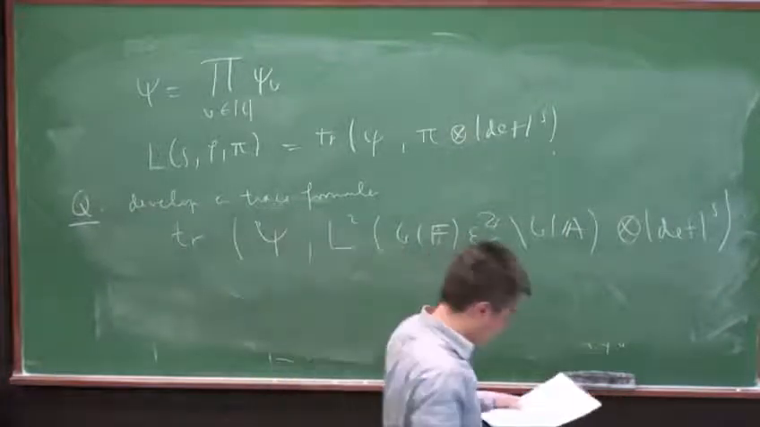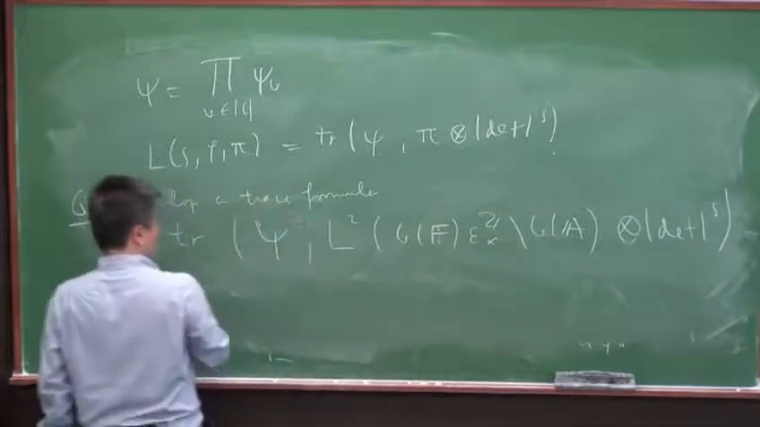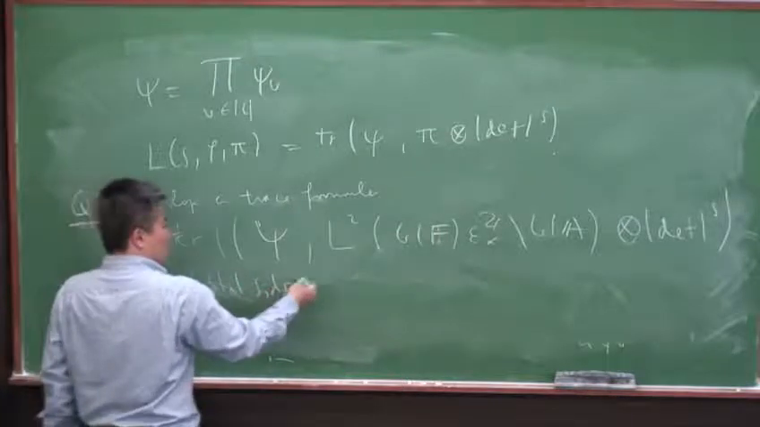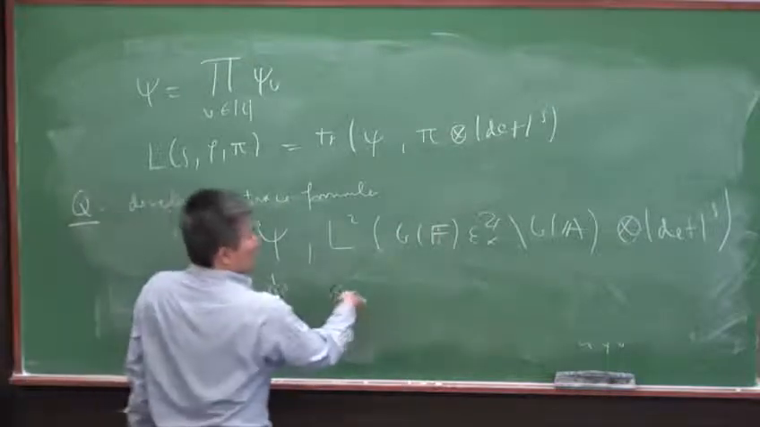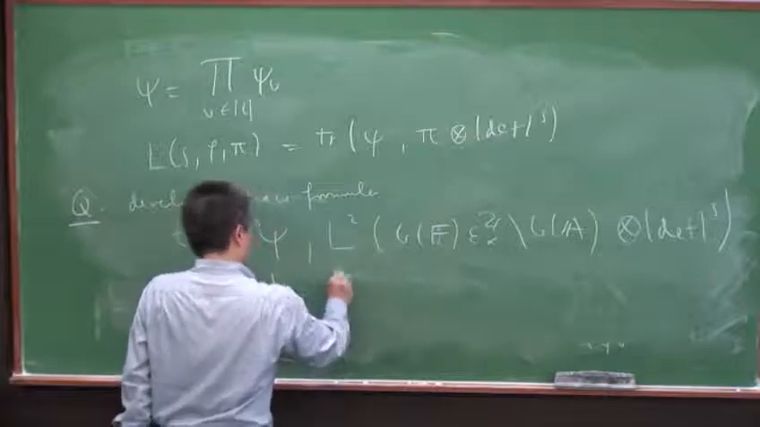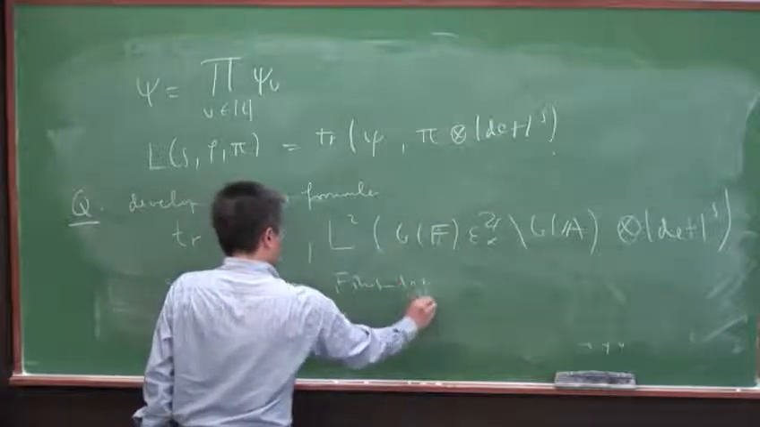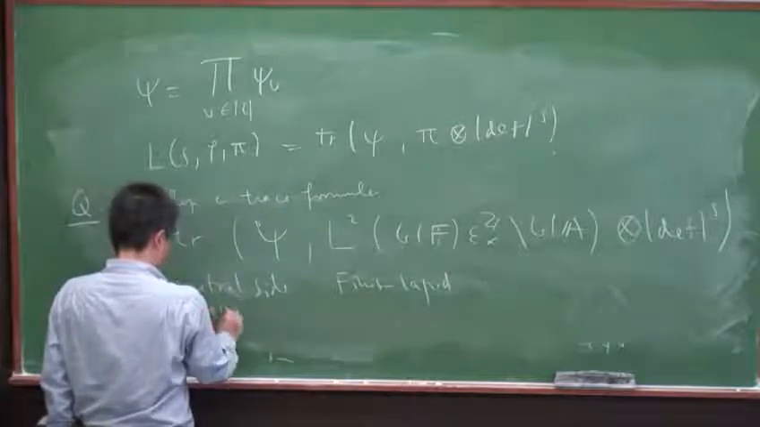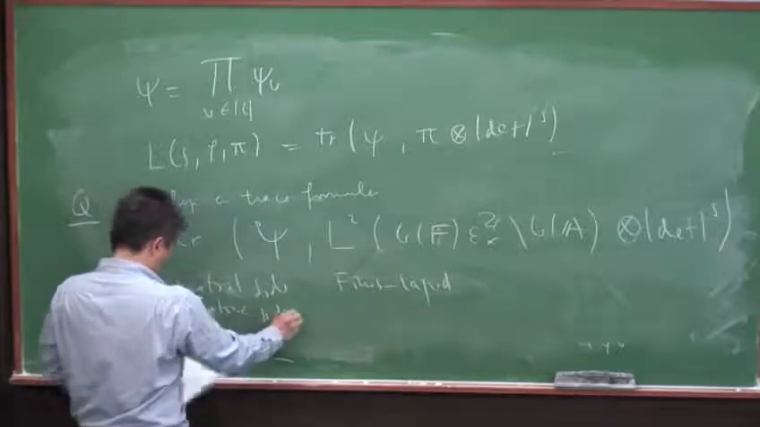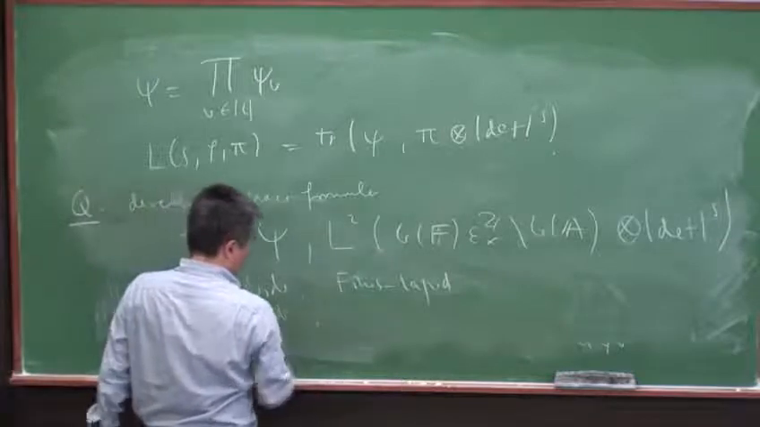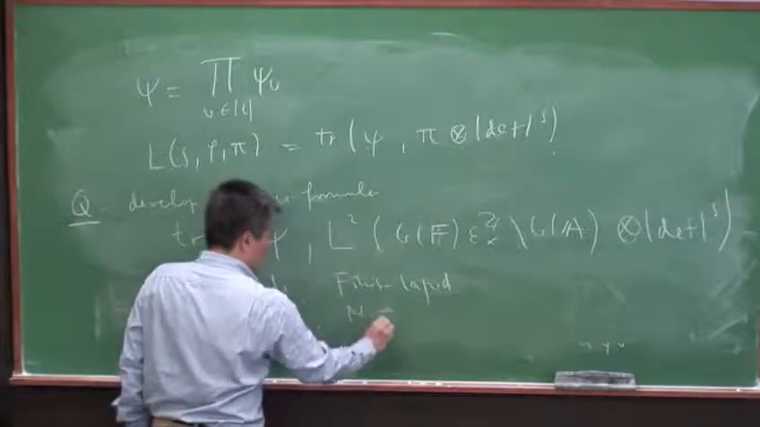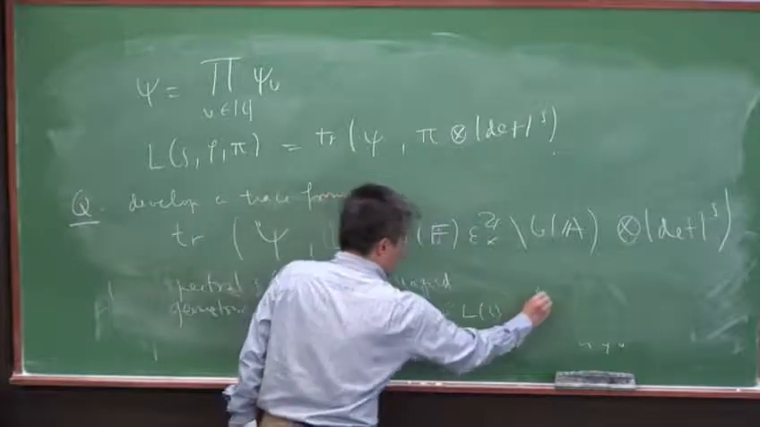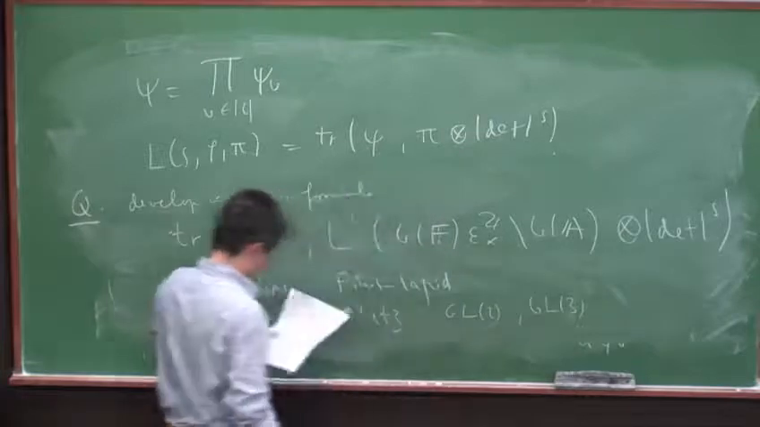So you don't know how to exploit this question, but as far as I understand, the spectral side can be less. This has been solved by Finis and Lapid. On the geometric side, there was a PhD thesis on the curves GN2 and GN3.